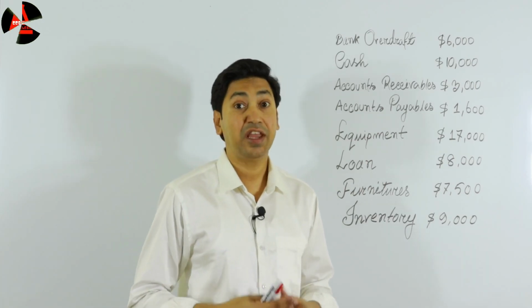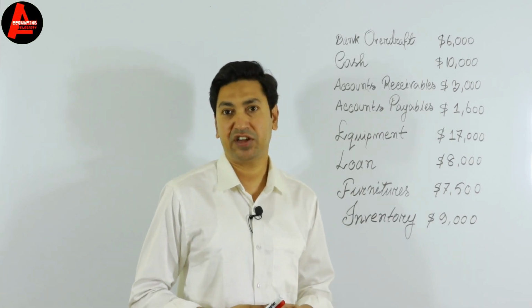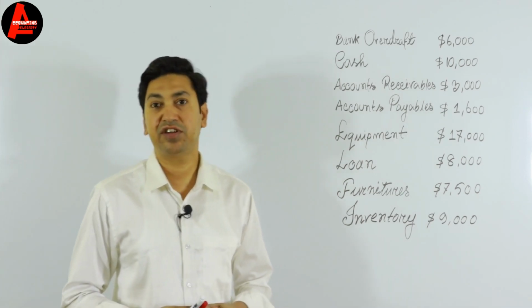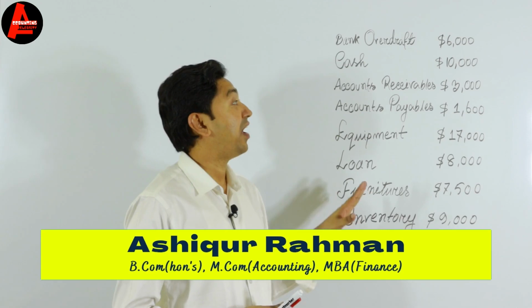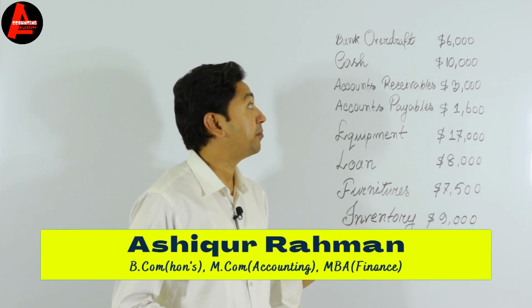So first of all, you need to know the accounting equation. If you don't know the accounting equation, you cannot calculate capital. So here we have assets and liabilities. These are mixed up, jumbled up.